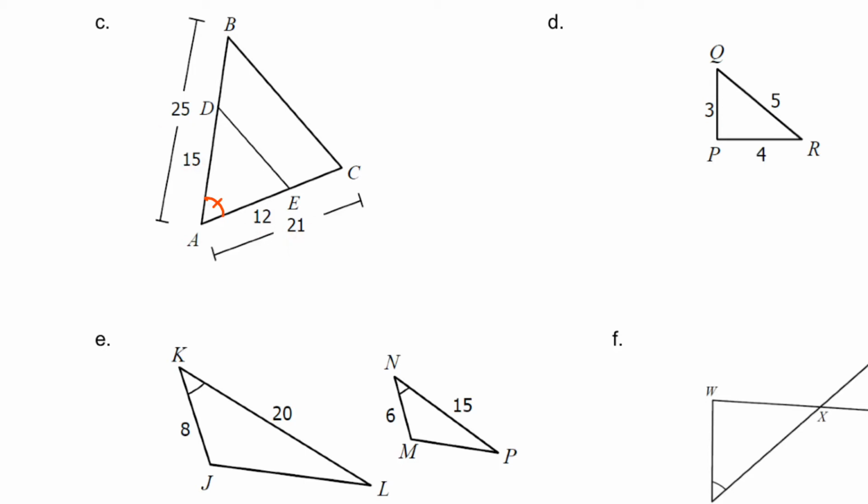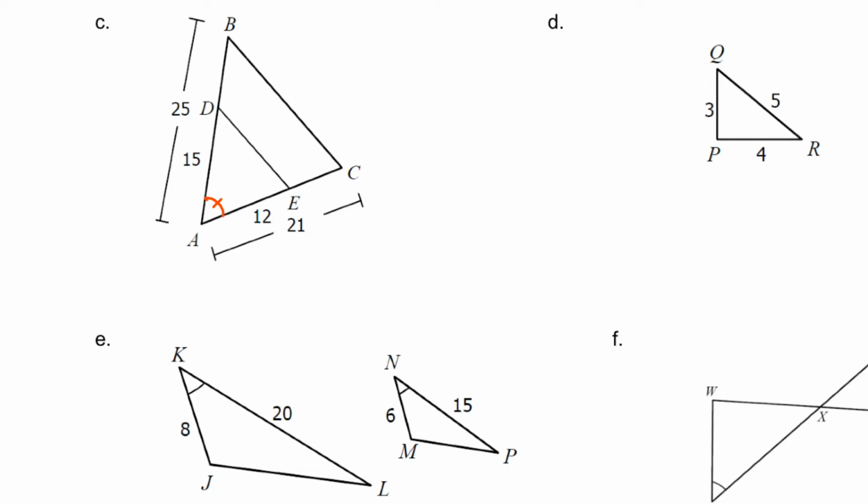For the small triangle, that's the 12 and the 15, and for the large triangle, that's the 25 and the 21. So on this one, let's see if those corresponding sides are in the same ratio. If the two pairs of corresponding sides are in the same ratio, because we have that included angle, then we would have side angle side similarity. So that's what we're testing for here.